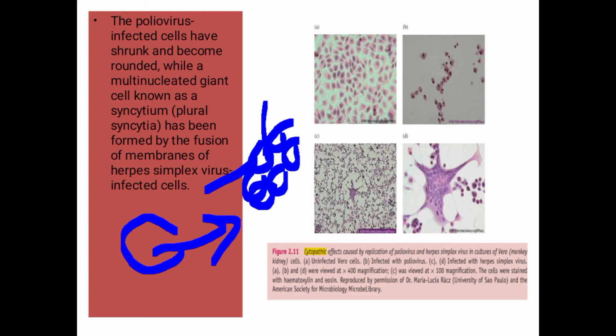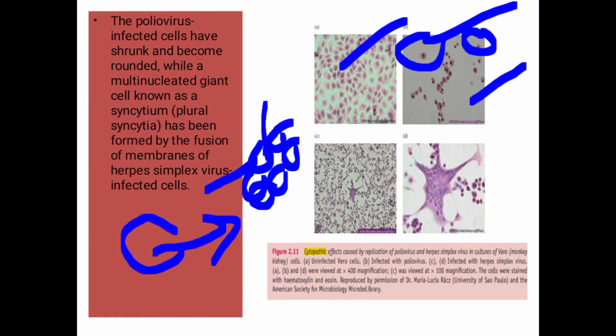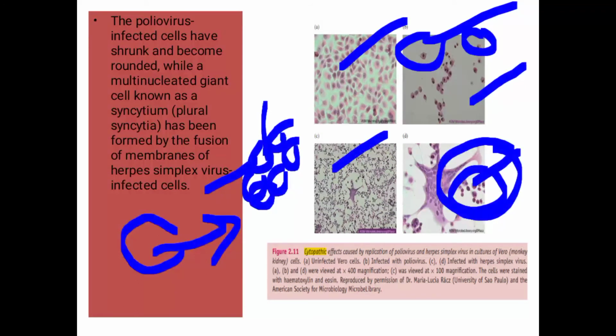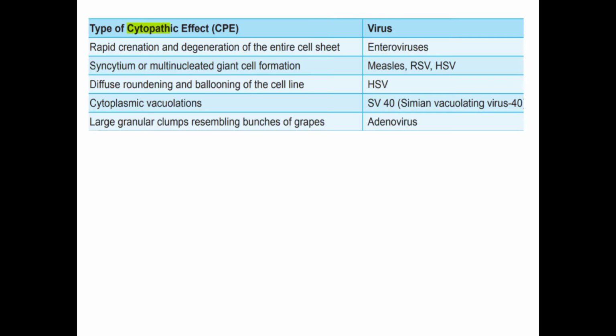virus are shown in these figures. This shows an uninfected cell, while B shows the cell infected with polio. Actually, polioviruses have shrunk the cells. Look at these cells; they have shrunk. Now, in the case of herpes viruses, these are non-infected cells, but these are affected cells. The affected cells are fused together and form a structure that is called syncytia.